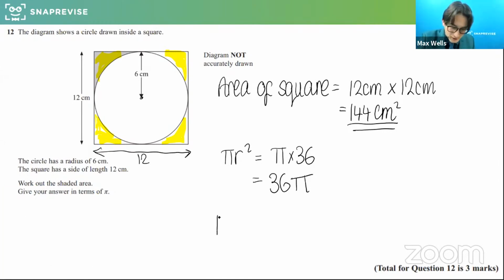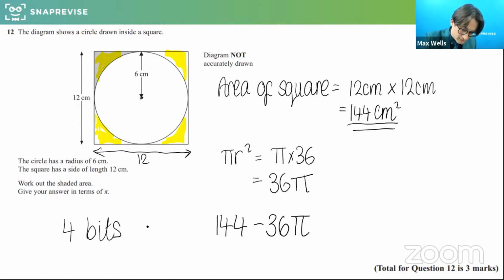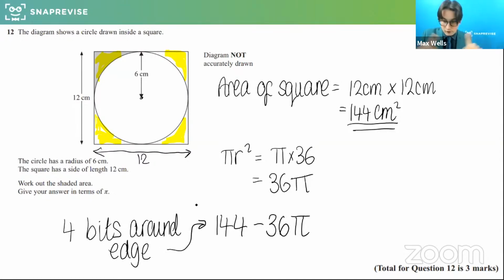Here we go. If I do 144 minus 36 pi, and I take that away, that's all the bits around the edge. Okay, 4 bits around the edge is 144, the whole square, minus 36 pi. But I only want one of those 4 bits. Brilliant, excellent, Mohammed. So we're going to divide that by 4 to get one of them, because I just want that one grey area.